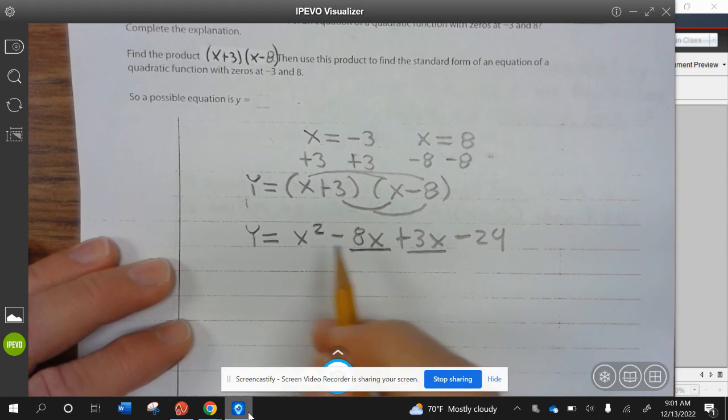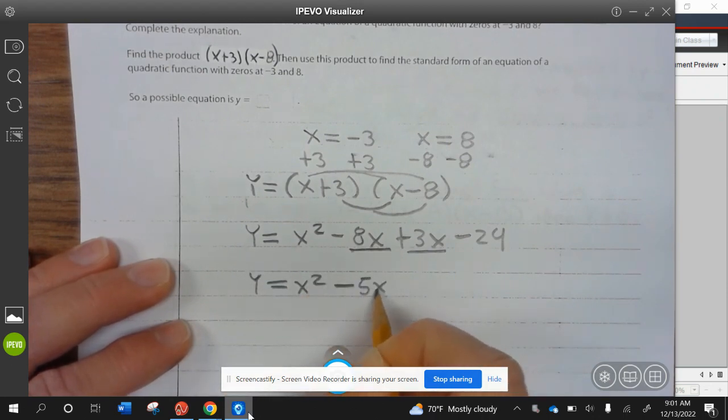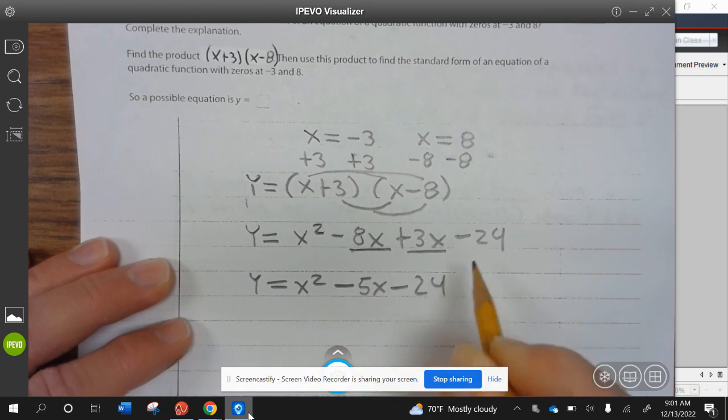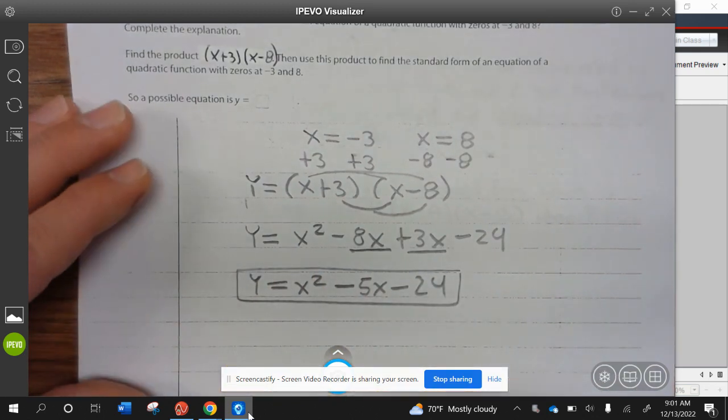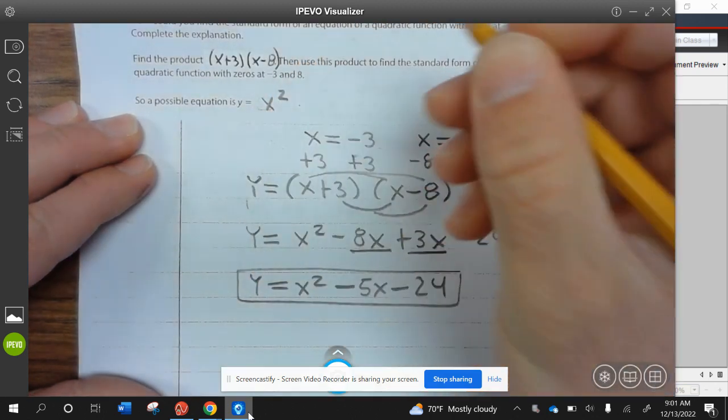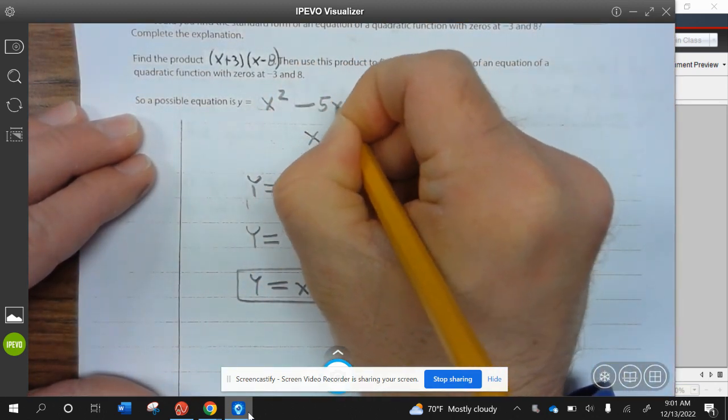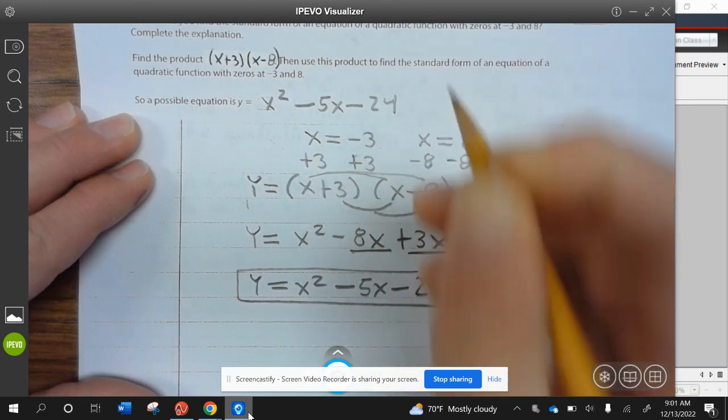So we combine the x's. So y equals x squared minus 5x minus 24. So the standard form is y equals x squared minus 5x minus 24.